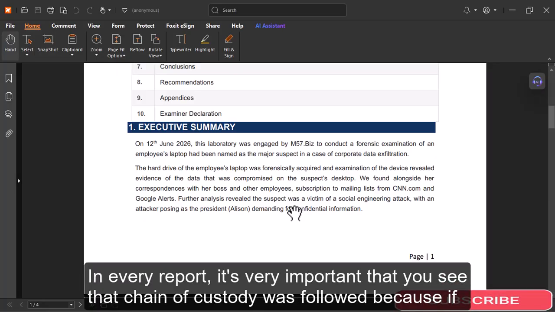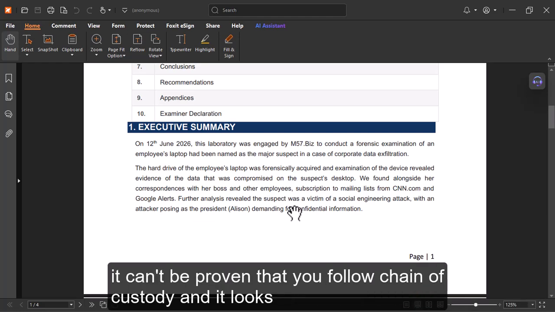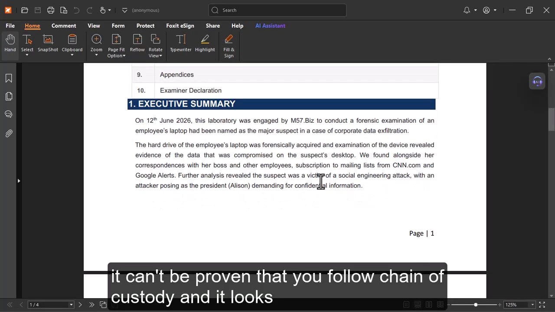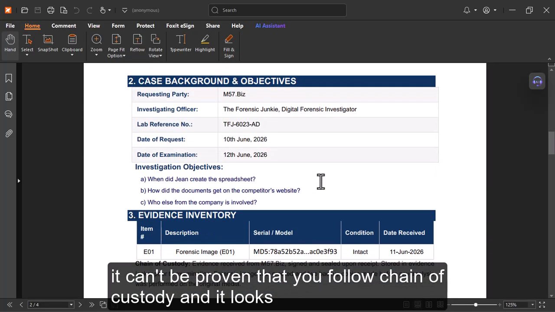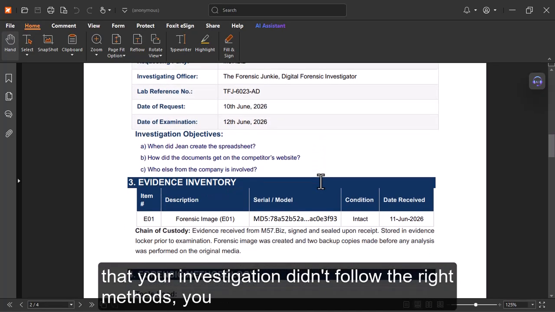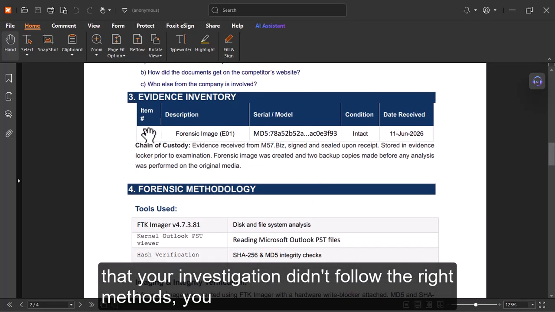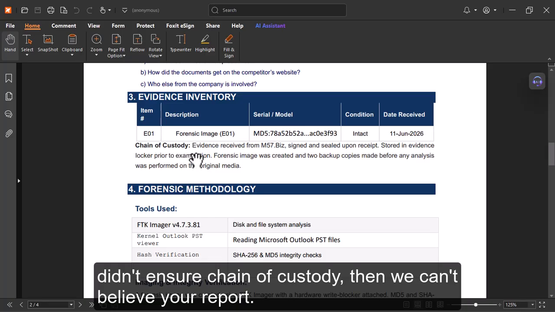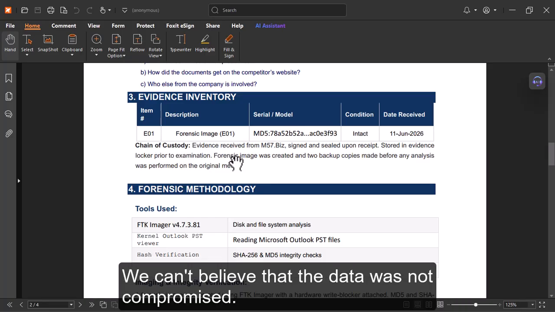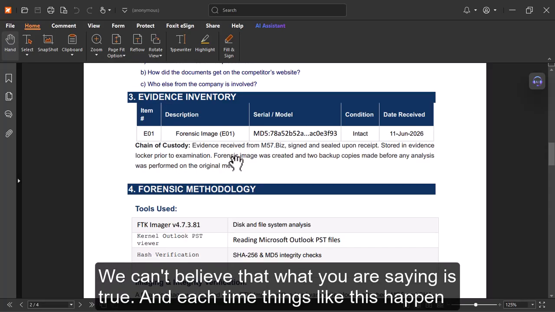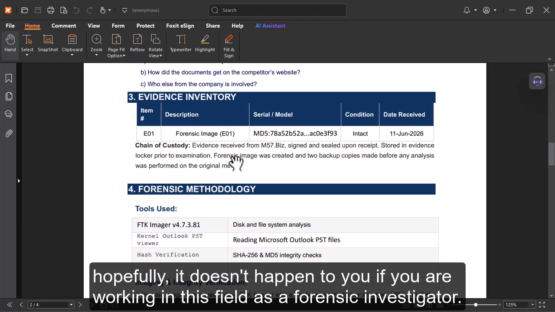In every report, it's very important that you state that chain of custody was followed, because if it can't be proven that you followed chain of custody and it looks like your investigation didn't follow the right methods, you didn't ensure chain of custody, then we can't believe your report. We can't believe the data was not compromised. We can't believe that what you are saying is true. And each time things like this happen, hopefully it doesn't happen to you, if you are working in this field as a forensic investigator.